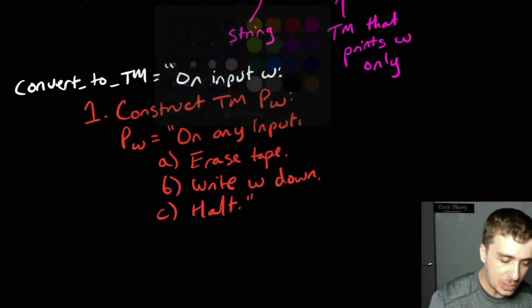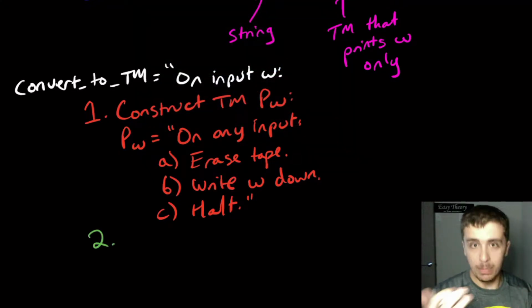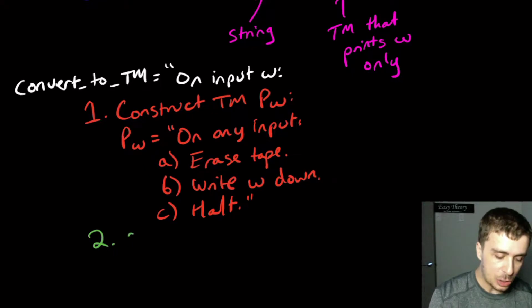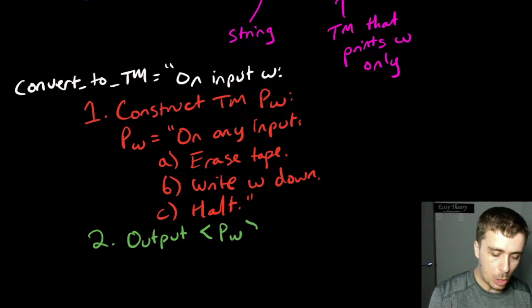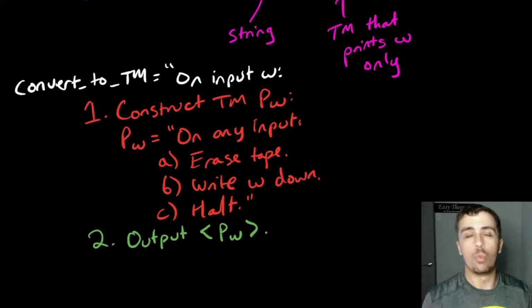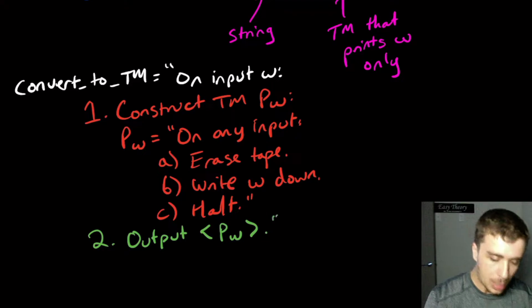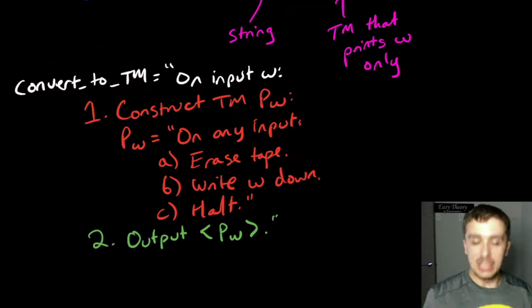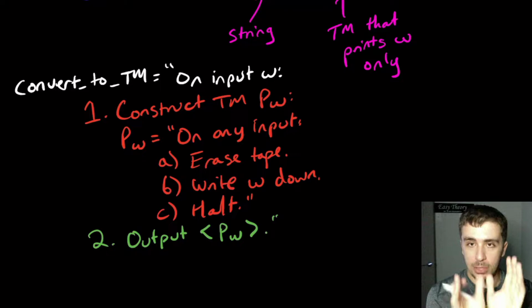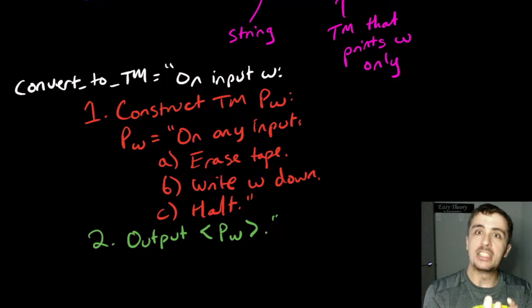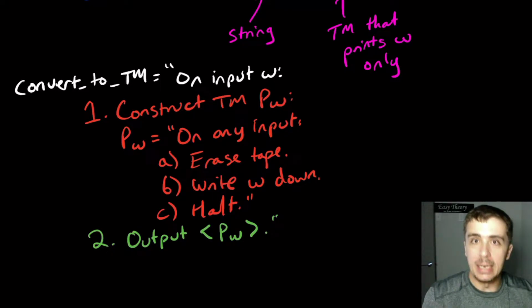And then obviously the convert function, or the machine, or whatever you want to think of it as, is just going to output that particular machine, the encoding of that machine in whatever encoding scheme we wish. So the convert function is going to get some input string W on the tape, and then it's going to end with a Turing machine that represents printing W itself, and that's it. And that's how the convert to Turing machine function works. How is this going to be used? Well, let's see.